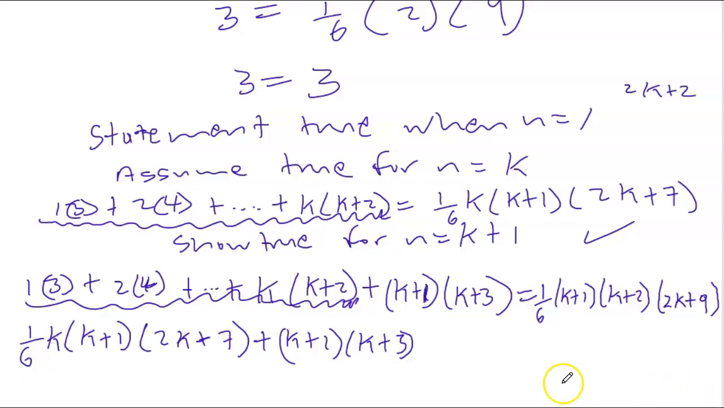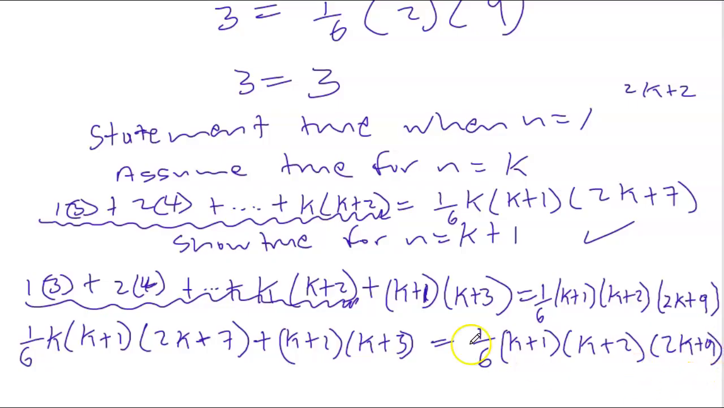Alright? So this is what we have on the left hand side. Let me put the left hand side equal to that, right? Well, let me just rewrite the right hand side. 1/6 times k plus 1 times k plus 2 times 2k plus 9.